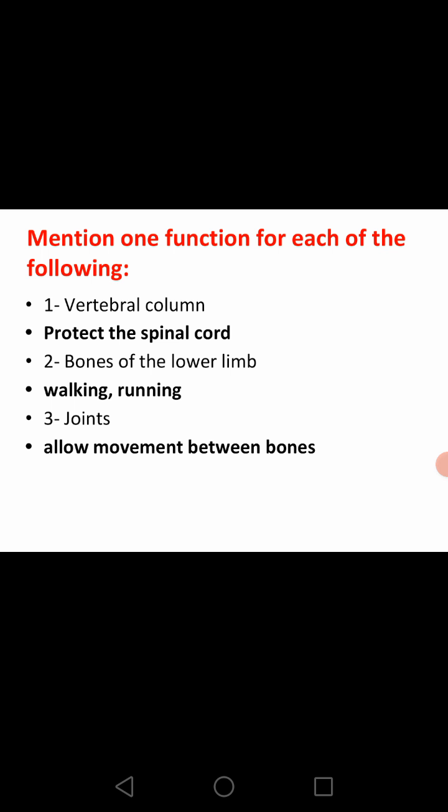Now let's come to the last question in this revision. Mention one function for each of the following. Vertebral column, it protects the spinal cord, or you can say it allows the body to bend in different directions. Number 2, bones of the lower limb. You can use them in walking, running, carrying the rest of the body. Number 3, joints. Excellent, they allow movement between bones.